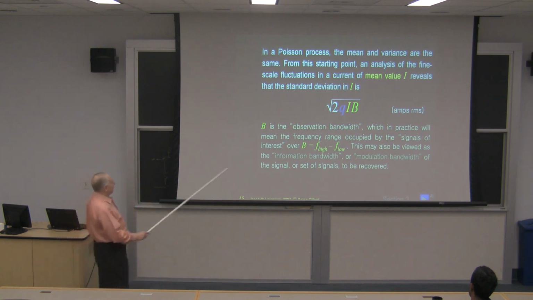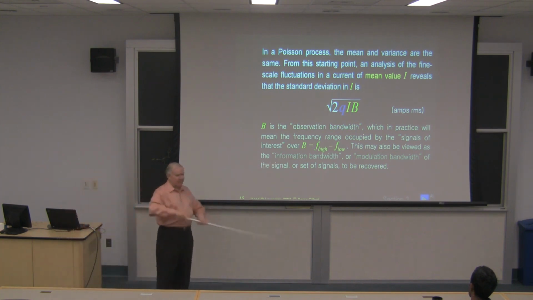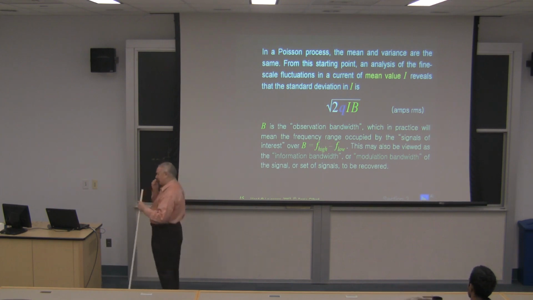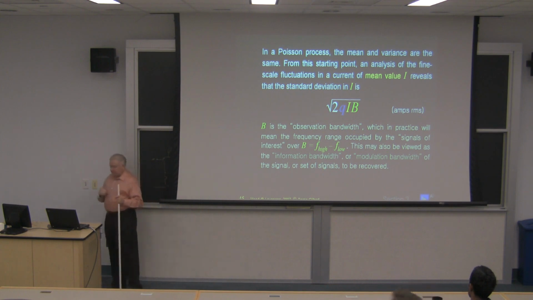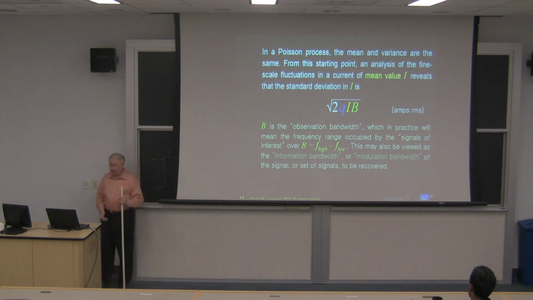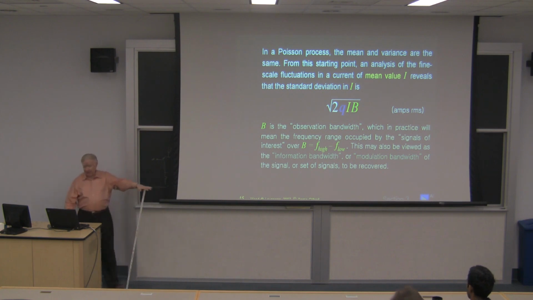But anyway, the point is that the observation bandwidth is reckoned to be this brick wall filter over which we do the averaging. It's easier to imagine an average when it goes down to 0, but it doesn't have to. And now this is a very reliable relationship.